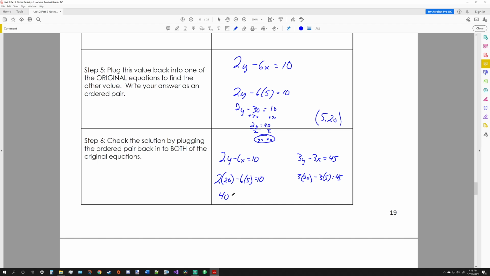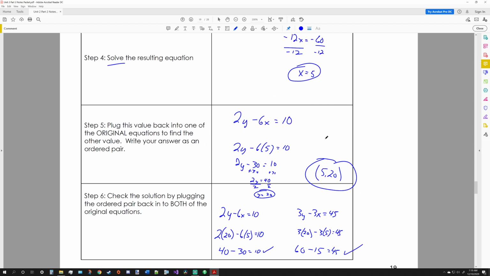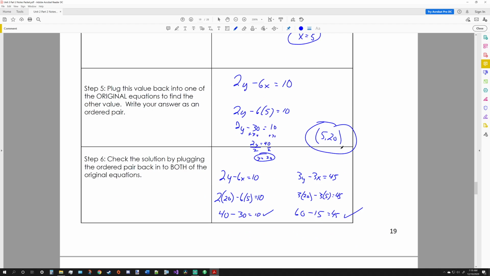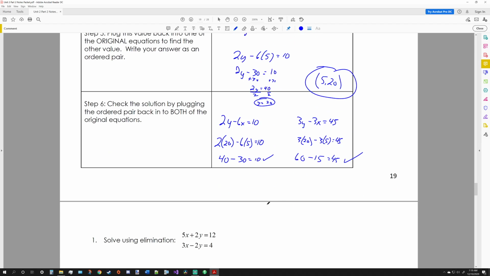This is 40 minus 30 equals 10. That's correct. 60 minus 15 equals 45. That is also correct. So this is our correct solution. That would be the intersection point of these two lines, and it is the solution to the system of equations. So that is solving by elimination.